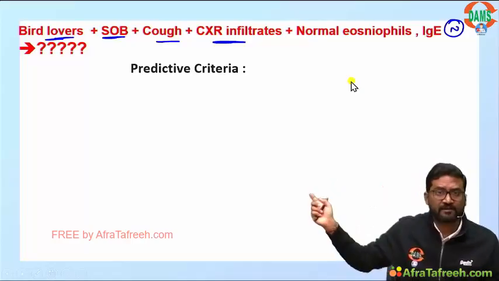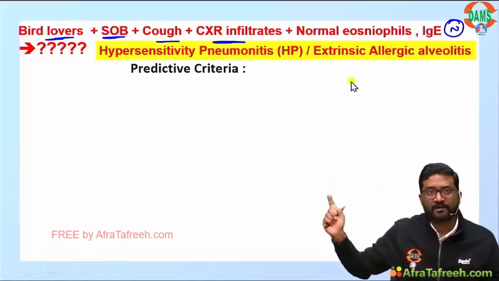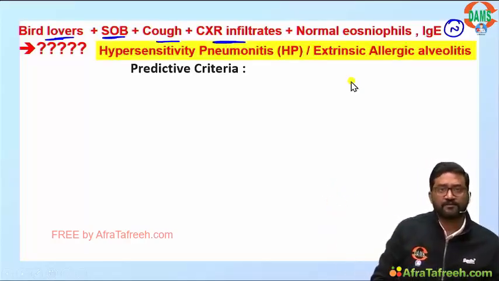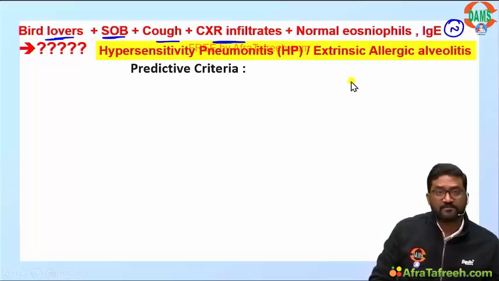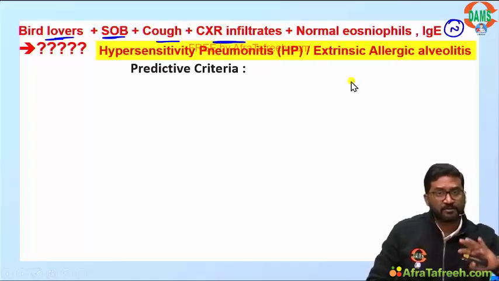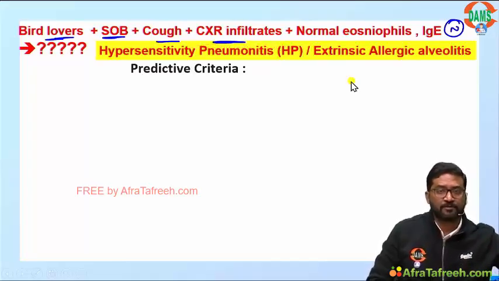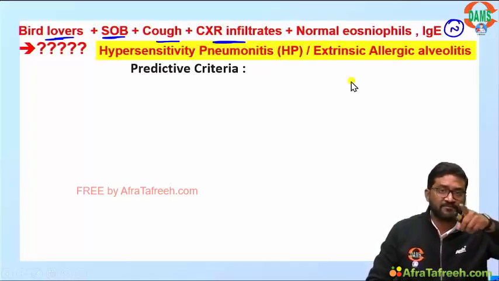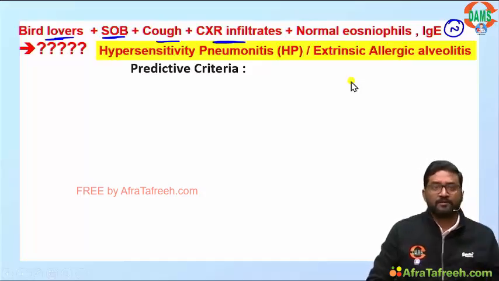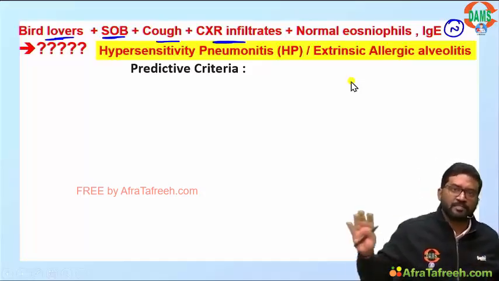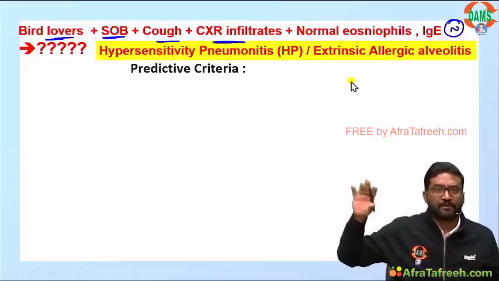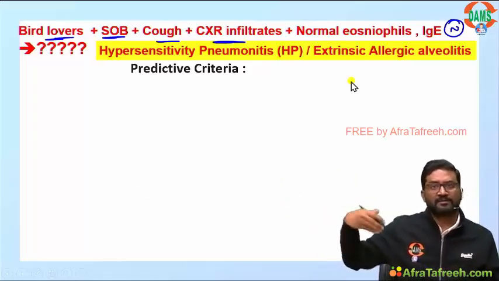What is this entity called? Anybody? This is called hypersensitivity pneumonitis. So this is not an infection. This is an allergy, extrinsic allergic alveolitis. Psittacosis is an infection, where each time they go to a bird, they will not get it. Here each time they go, they will complain. Once they are withdrawn from it, they will be fine. And it will not present like an infection. It will be a recurring episode.